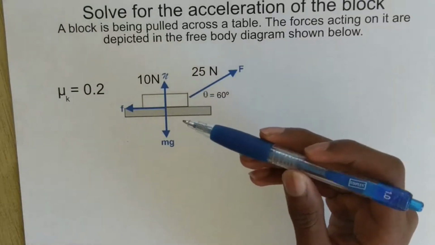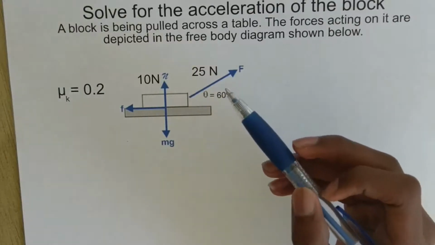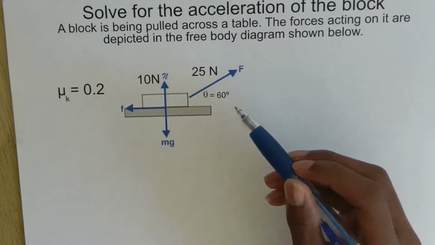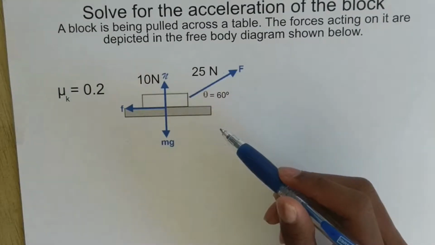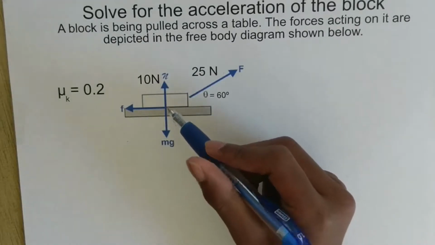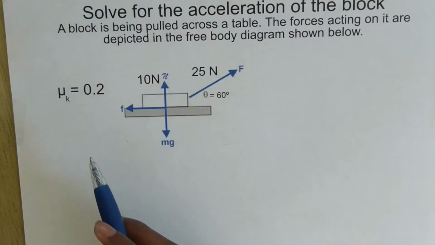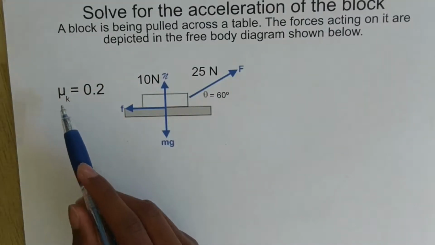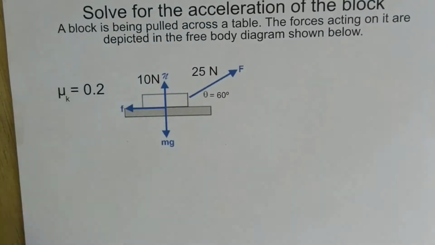So if we begin to analyze this free body diagram, we see that we have a 25 Newton force acting to the right at a 60-degree angle above the horizontal. The normal force is 10 newtons upwards. The gravitational force is unknown and points downwards. And we have an unknown frictional force that points to the left. But the coefficient of friction is given, it is 0.2.